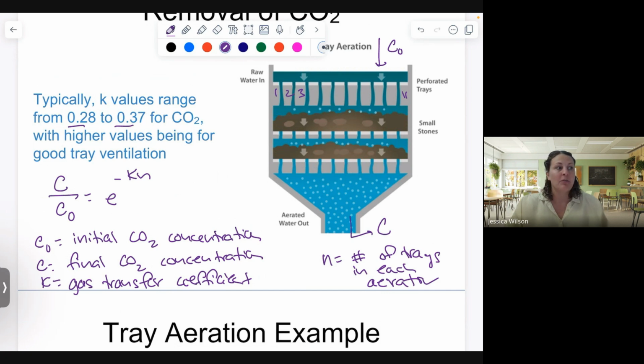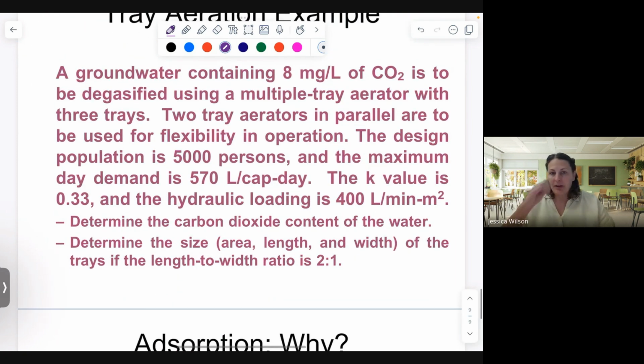Okay, so let's walk through an example. We have a groundwater containing 8 milligrams per liter of carbon dioxide that is to be degasified using a multiple tray aerator with 3 trays. 2 tray aerators in parallel are to be used for flexibility in operation. We have a design population of 5,000 people, maximum day demand of 570 liters per capita per day. We have a K value and we have a hydraulic loading.